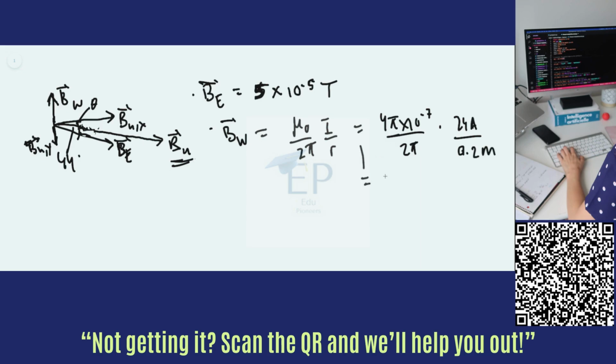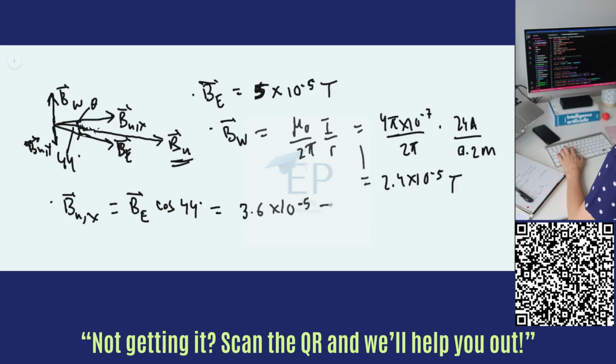So you get 2.4 times 10 to the negative 5 Tesla for the wire, the wire's magnetic field strength. And then the net magnetic field strength in the X direction will actually be the X component of B sub E, Earth's magnetic field. So it'll be B sub E times cosine 44 degrees, which is 3.6 times 10 to the negative 5 Tesla.